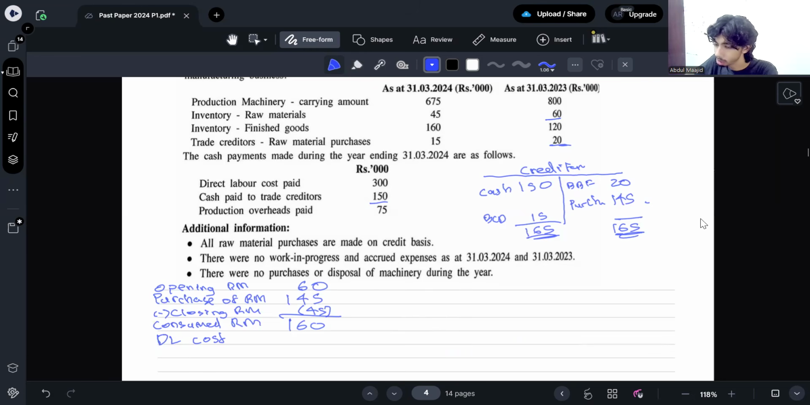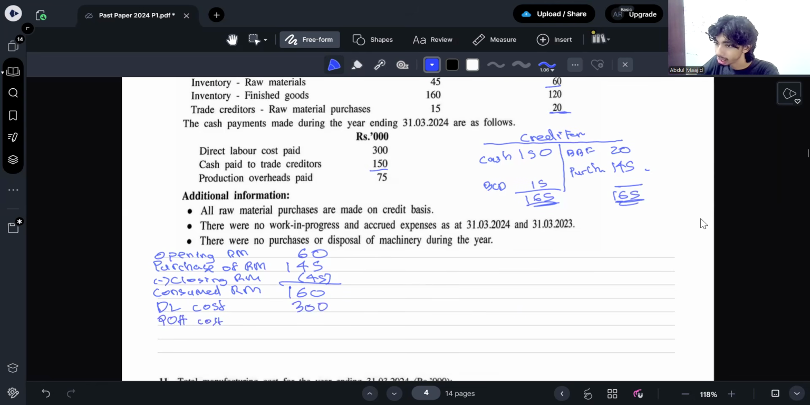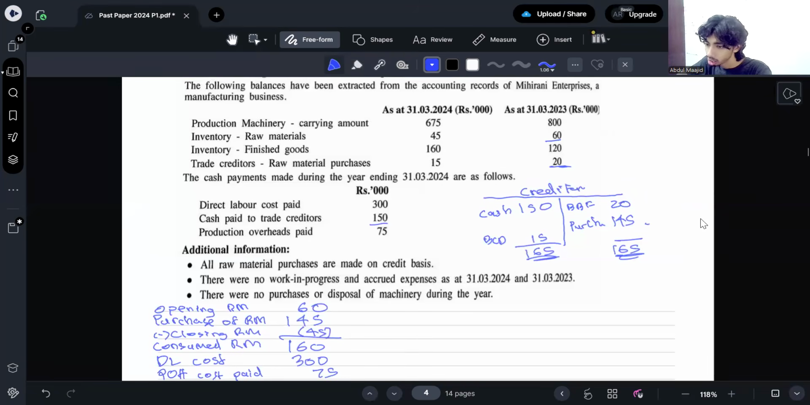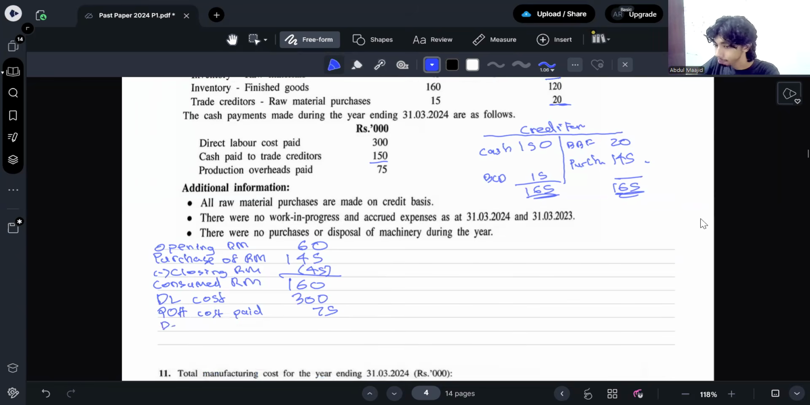Okay. You have your direct labor cost as 300 and the production overhead cost paid amount. Here they have given the production overhead cost paid amount as 75. And also here you have to find your depreciation. There were no purchase or disposal of machine during the year. So at opening date, your machine value is 800. At closing date, the carrying value of your machine decreased to 675. Then what will be the depreciation? 800 minus 675. That means the depreciation value is 125. So depreciation of machine 125.